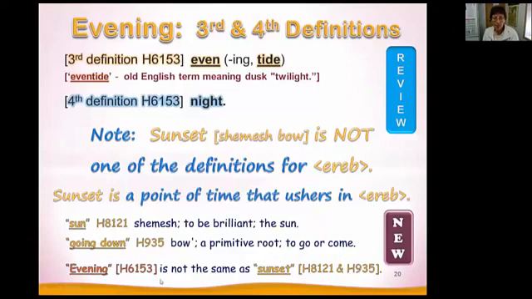Remember, the word evening is not the same as sunset. 6153 are not family words with 8121 or 935. So the word evening has nothing to do with the word sunset. They're not related in phonetics. They're not related in word numbers, in family word numbers. They're not related at all. Sunset is shemesh bo. It has nothing to do with meaning evening or meaning when the day starts.